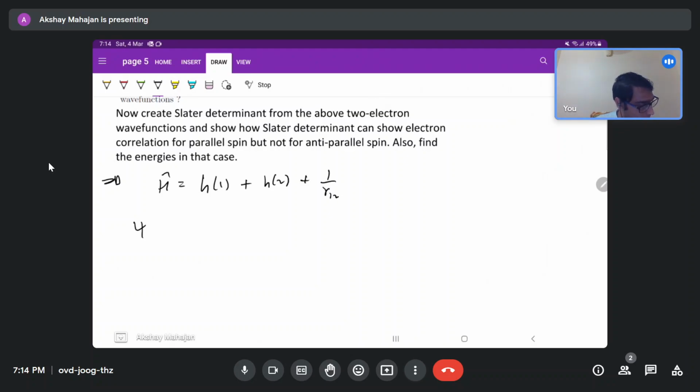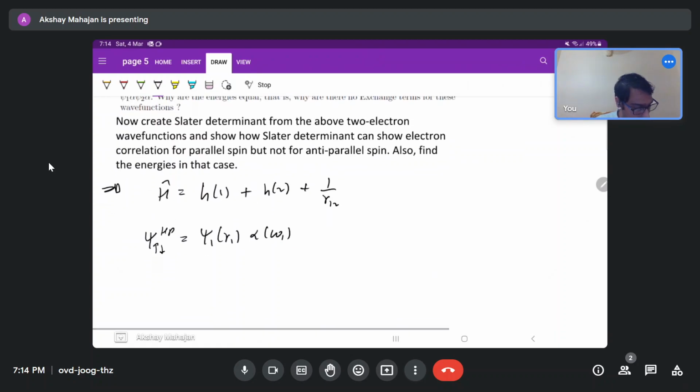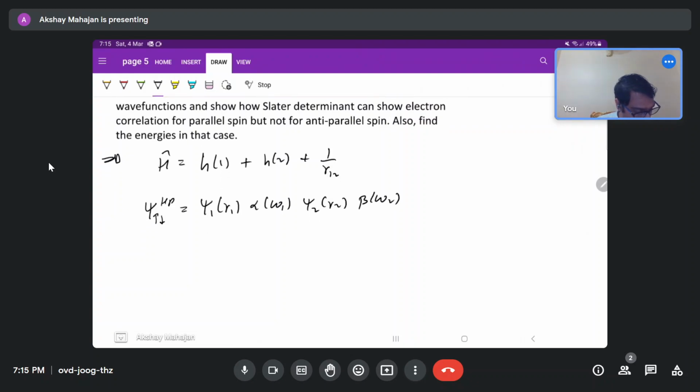Now let me write my wave function for the anti-parallel Hartree product. Psi1(r1), let's say I'm writing it as alpha(omega1), that is just for the spin coordinate. We have psi2(r2), and we have beta(omega2). Now, using this, let's find the energy E1.